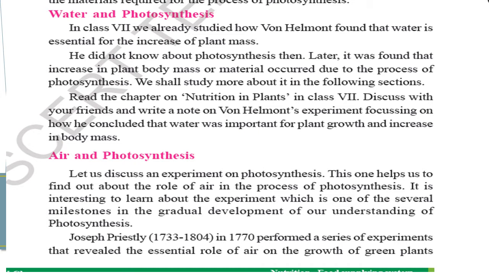Van Helmont is the name of the scientist. He found that water is essential for the increase of plant mass. He did not know about photosynthesis till that time. Later it was found that the increase in plant body mass or material occurred due to the process of photosynthesis. We shall study more about it in the following sections.